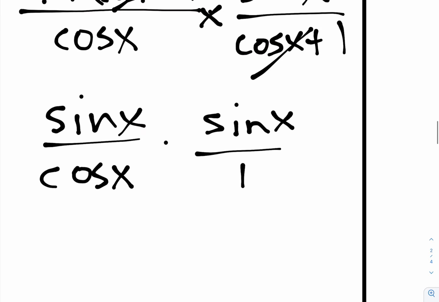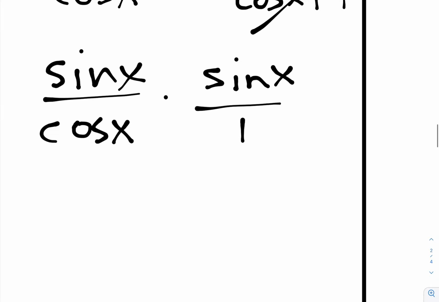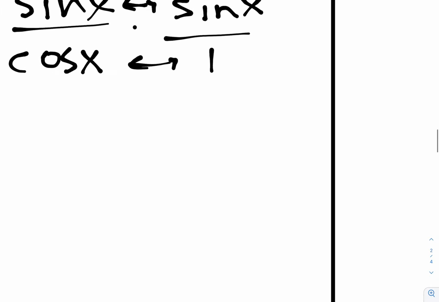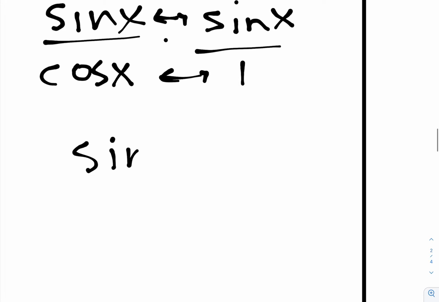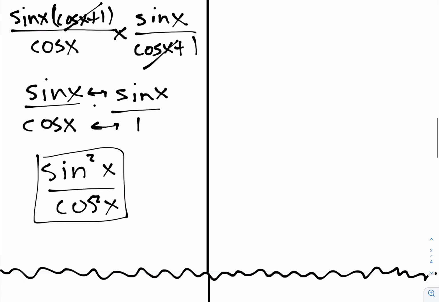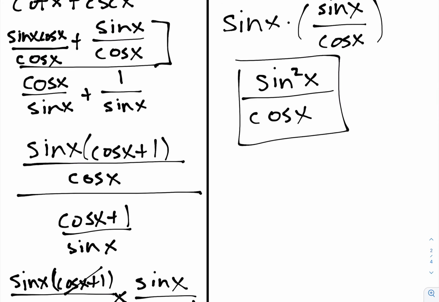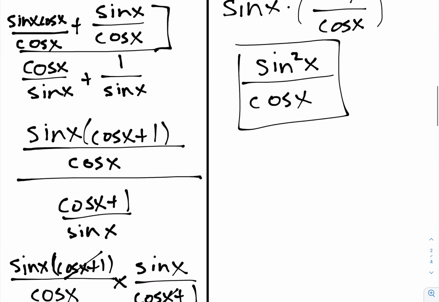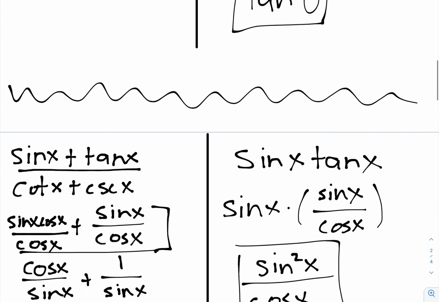Okay, and when we multiply tops and tops, and then bottoms to bottoms, multiplying fractions, we get sine squared x over cos x. And when you look at that, that is exactly what we got up here. So left side equals the right side. We have just proven these expressions to be equal.